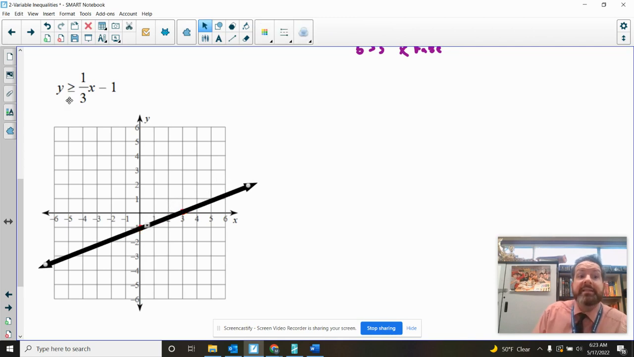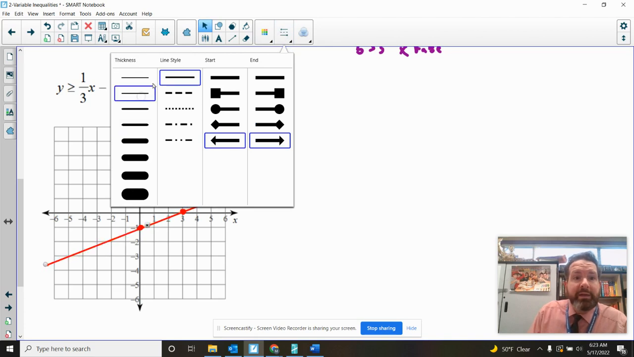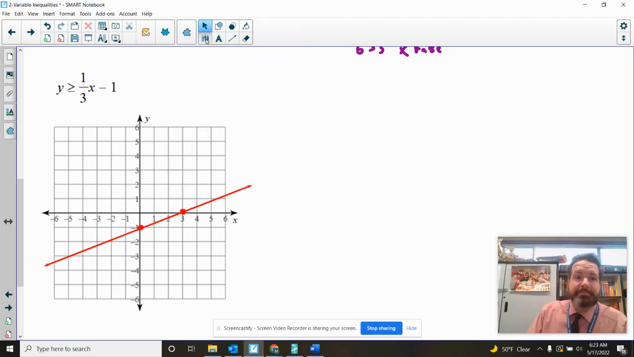All right. See how it's got the little equal to underneath this time? That means I want a solid line. So I'm going to leave the line solid, make it a little thinner. There's our boundary line. Now let's see which side we should shade on.